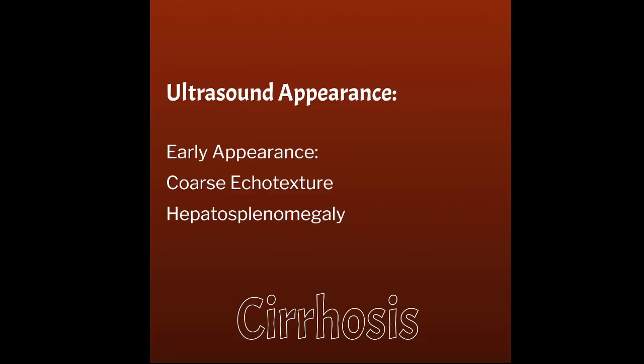In the early appearance of cirrhosis, typically what we're going to see is what we call a coarse echo texture. A normal healthy liver looks soft, very homogeneous, very smooth. With early cirrhosis, it's going to look granular, almost like lots of little dots, lots of little sand pieces put together. As we mentioned earlier, in that early appearance they're going to have hepatosplenomegaly, so a large liver and a large spleen.